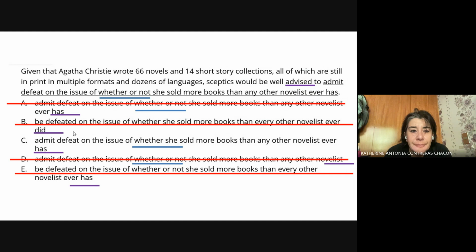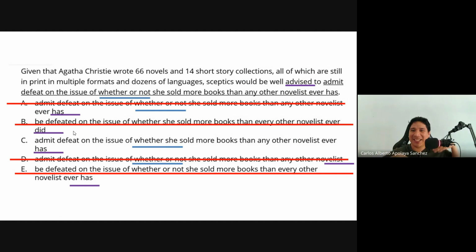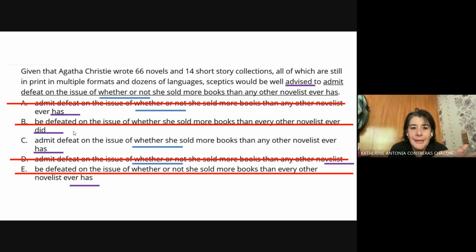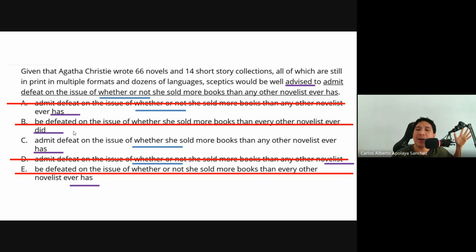Because it comes from an action that started in the past. She sold the books and now they are printing the books in multiple formats. So it's an action that started in the past and continues up to the present. You see what I'm saying? Yes. So then, for example, it's a debate on the issue of whether she sold more books than any other novelist has ever sold.